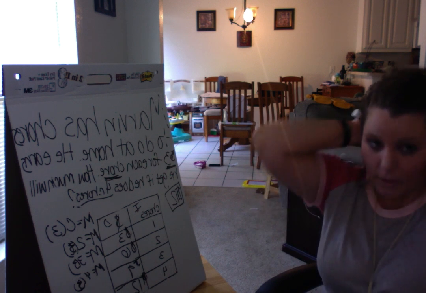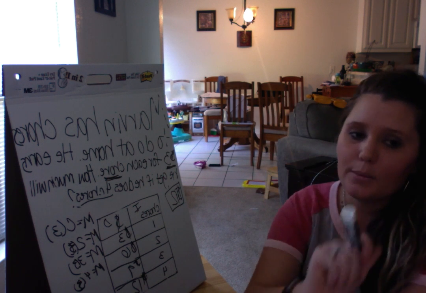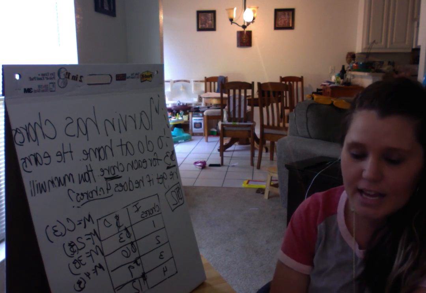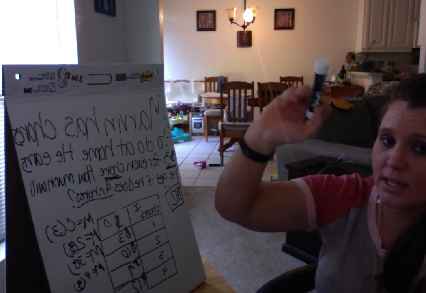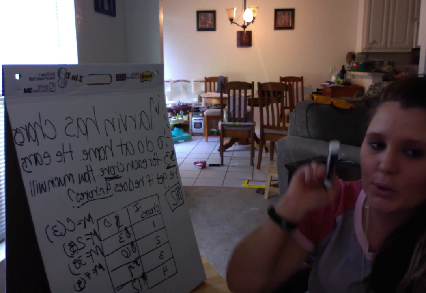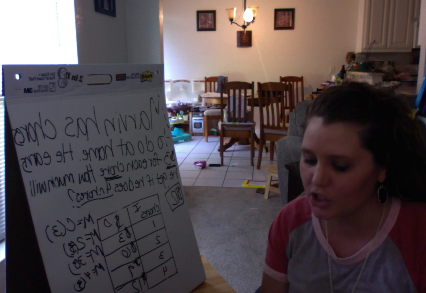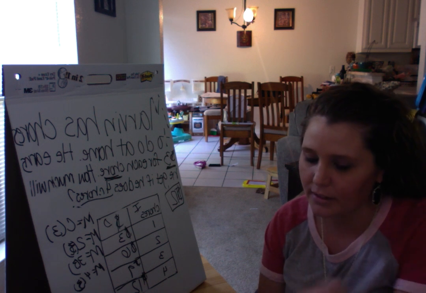Okay, so let's see. Who can tell me again what the independent variable is? That's right, it's the chores. And who can tell me again what our equation is? M equals C times 3. Very good. That is our equation. Good job, guys. Very good.